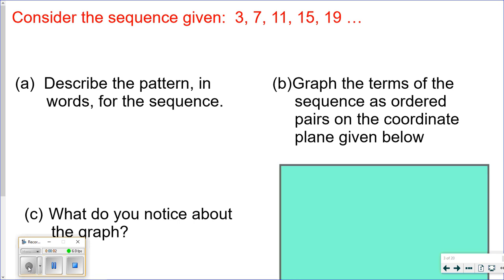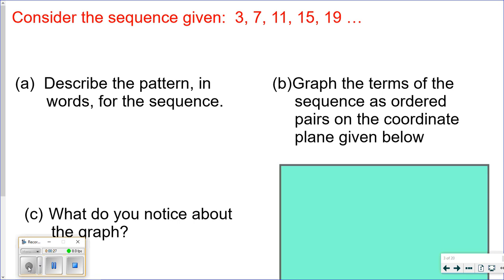Hey guys, today we're going to be talking about arithmetic and geometric sequences. So underneath the do now, look at that first sequence given, 3, 7, 11, 15, 19. See if you can find the pattern in words for the sequence. You can pause the video at any time, remember that, and then pick it back up. You can always rewind it if you need help.